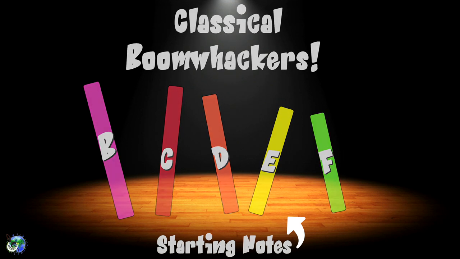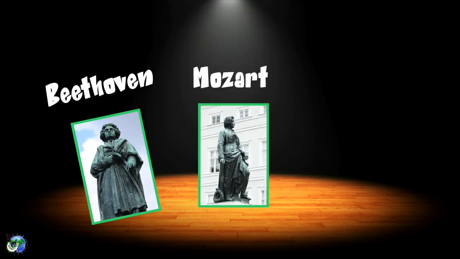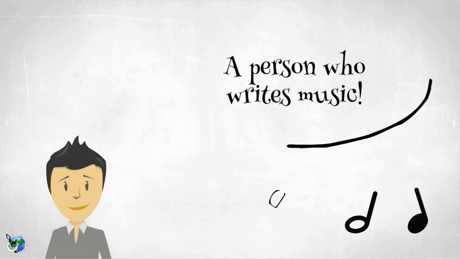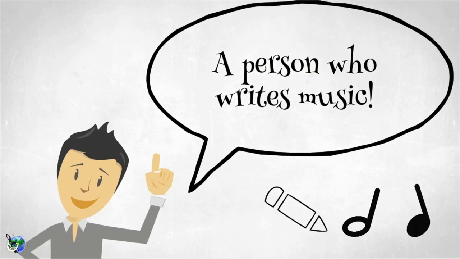Welcome to Classical Boomwhackers. We will explore three famous pieces by three famous composers, Beethoven, Mozart, and Grieg. Wait, what's a composer? A composer is a person who writes music.